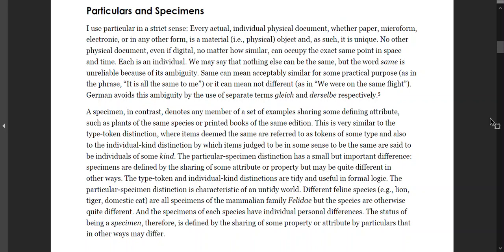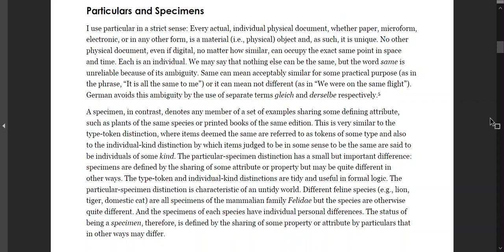The type token and individual kind distinctions are tidy and useful in formal logic. Yes, they are. The particular specimen distinction is characteristic of an untidy world. Amen. Different feline species, such as lion, tiger, and cat, are all specimens of the mammalian family, Felidae, but the species are otherwise quite different, and the specimens of each species have individual personal differences.